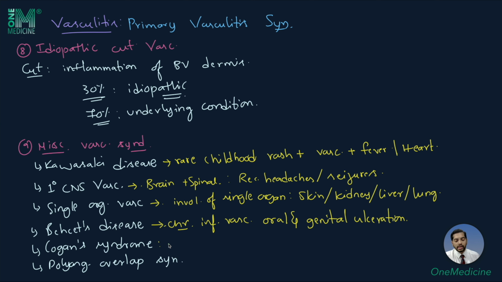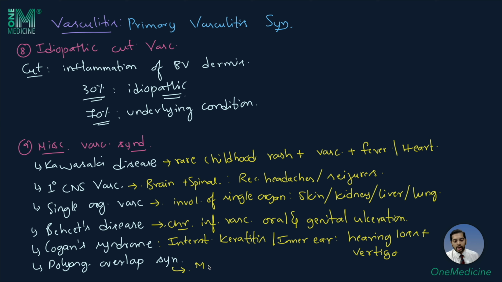Cogan syndrome is an extremely rare autoimmune disease where there is involvement of the eye in the form of interstitial keratitis, along with inner ear issues, where the patient can present with loss of hearing, that is, hearing loss, and vertigo. Polyangiitis overlap syndrome is a condition where patients can have overlap of symptoms between microscopic polyangiitis and granulomatous polyangiitis, where the patients will have extensive microvascular inflammation leading to a widespread disease.